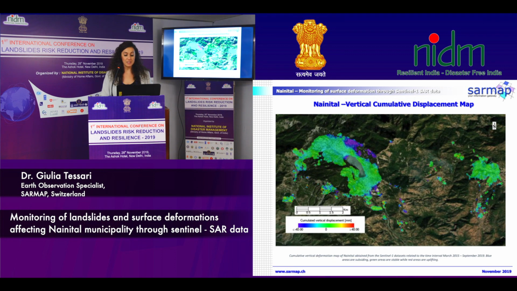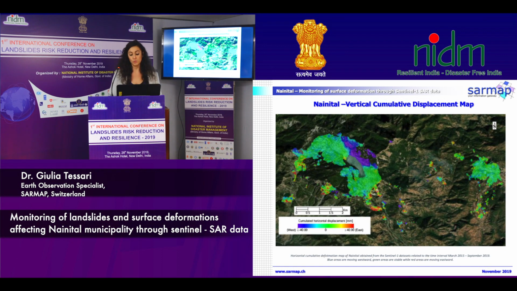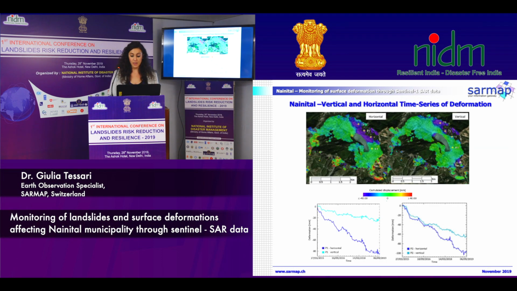We could also get the horizontal deformation map. In this case, what is blue is moving westward. And even more, what is really great of this technique is that we are not just able to see the average velocity over our area, but we can retrieve the evolution in time of the deformation for each pixel, that is 15-meter resolution. So here I just selected 4 points.